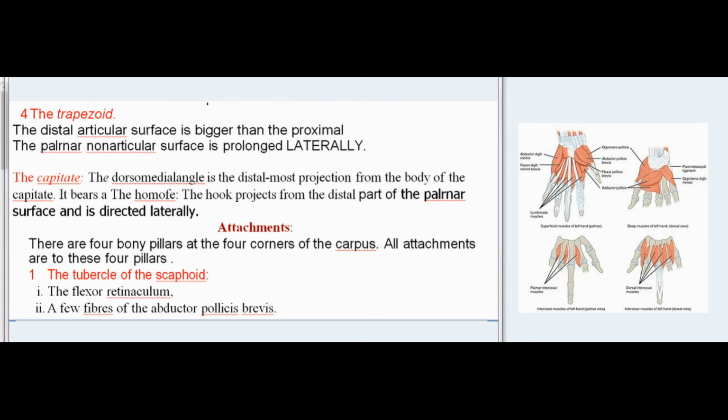Attachments. There are 4 bony pillars at the 4 corners of the carpus. All attachments are to these 4 pillars. 1. The tubercle of the scaphoid: the flexor retinaculum, a few fibers of the abductor pollicis brevis.